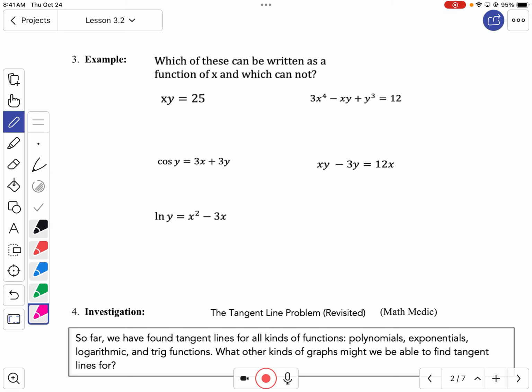Okay. So what do you think? What about the first one? Can we solve for y? Yeah, not bad at all. We get y equals 25 over x. What about the next one across from it? You've got a y and a y cubed. We really can't do anything with that one to get y by itself. So that's a big fat no. What about the next one? This is tricky. Yes.